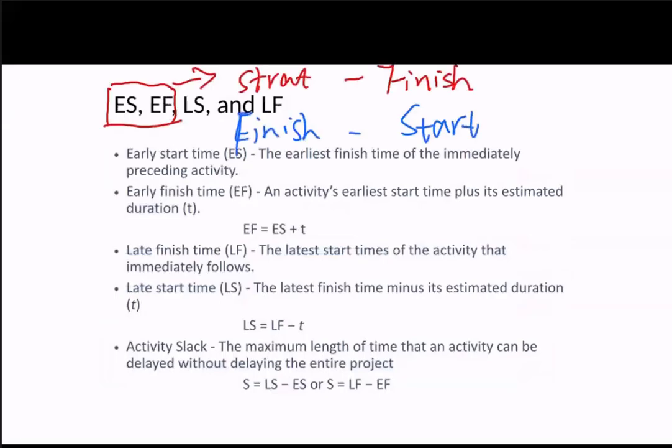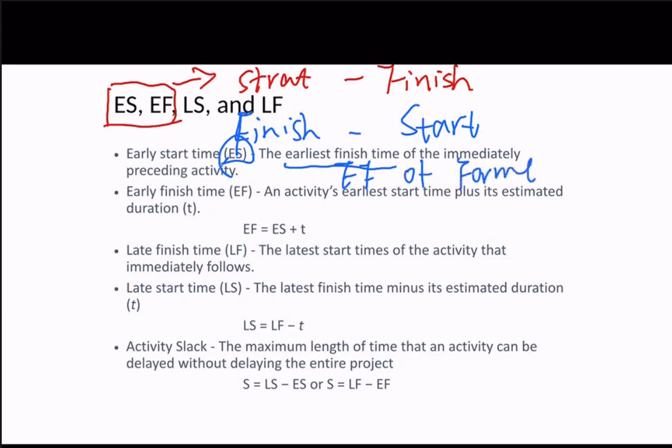And now we're back to here. We need to know what the earliest start time is. Actually, this is the earliest finish time of the immediate preceding activity. So this is the earliest finish time, EF, of a former activity.